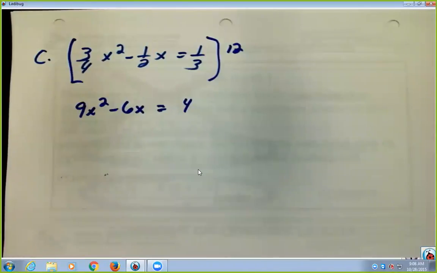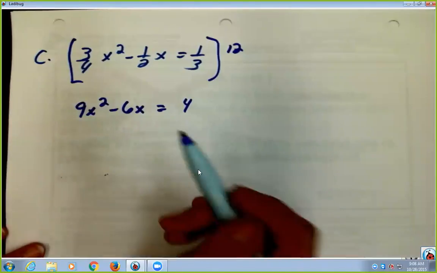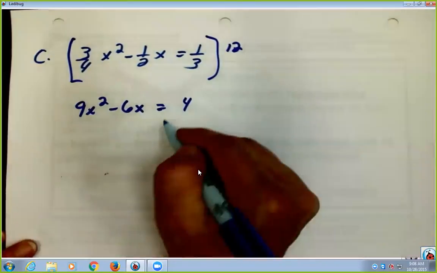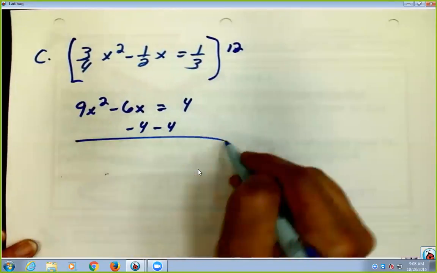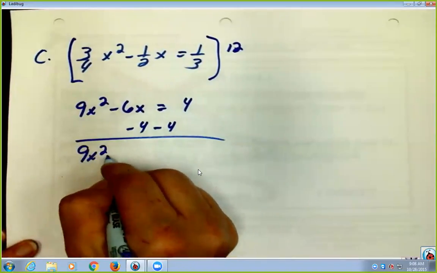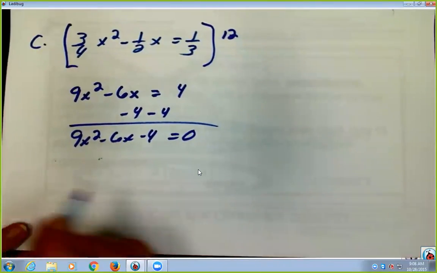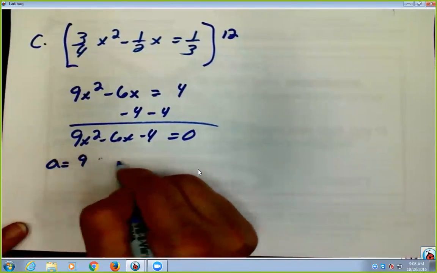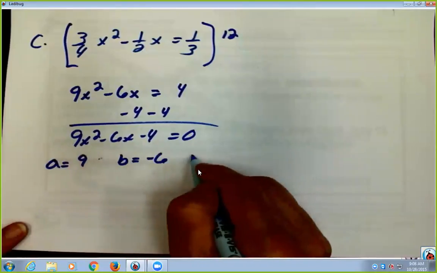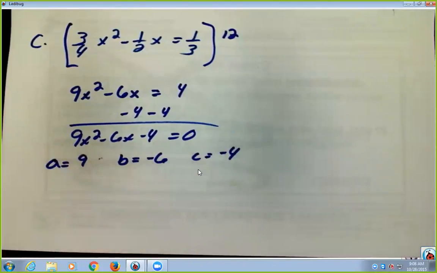Okay, so you want to get rid of fractions. Don't try putting fractions into your quadratic formula. It gets to be a genuine mess. Okay, so remove them. But it's not in my standard form, so I need to subtract 4 from both sides. Now it's in standard form. So now I can find a is 9, b is a negative 6, and c is a negative 4. So once you get it to standard form, you're good to go.